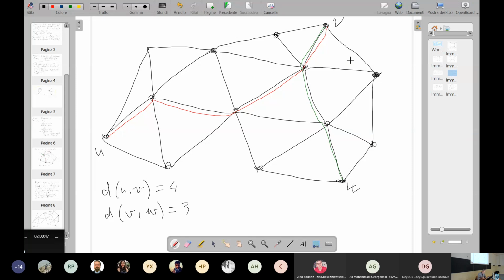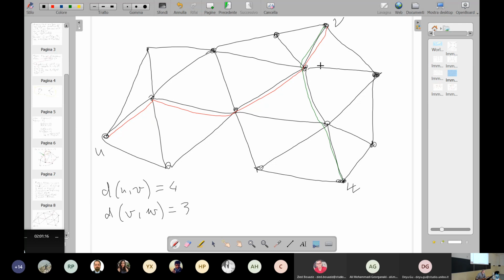But what we have seen is that if we have a walk like this from U to W, then by the procedure our friend has described, we can get a path. And the path necessarily has fewer edges than the sum of the number of edges of the red plus the green one. Okay, are you with me?